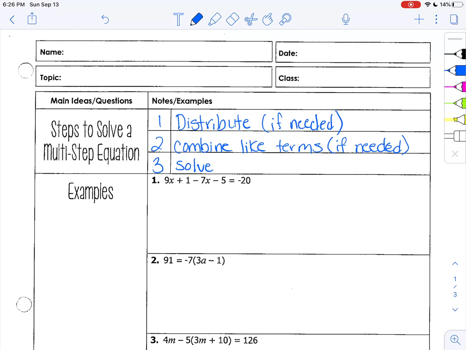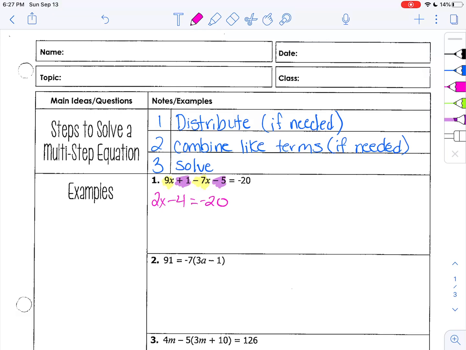Number 1, we can see that there are no parentheses, so we do not have to do the distributive property. So then next, we need to check to see if we can combine like terms. I can see that I have a 9x minus 7x. 9x minus 7x is 2x. Then I can see I have a 1 minus 5. 1 minus 5 is negative 4, equals negative 20.